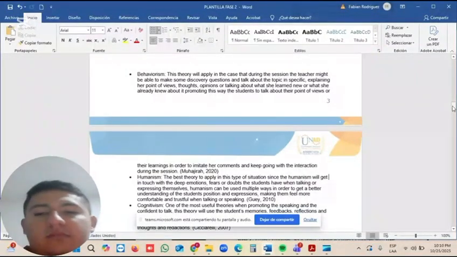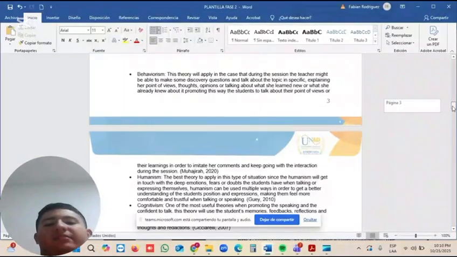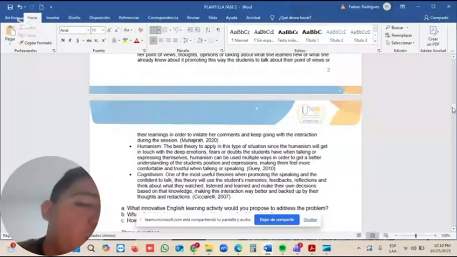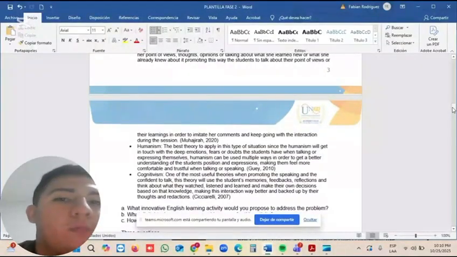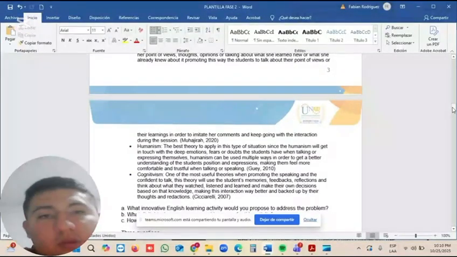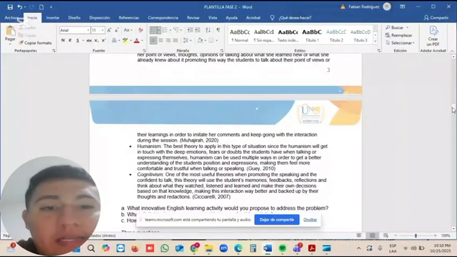The second one is humanism, one of the best theories to apply in this classroom. Why? Because it gets in touch with emotions and makes the class a little bit more emotional, and makes sure that every student is being treated the right way, the way they need.